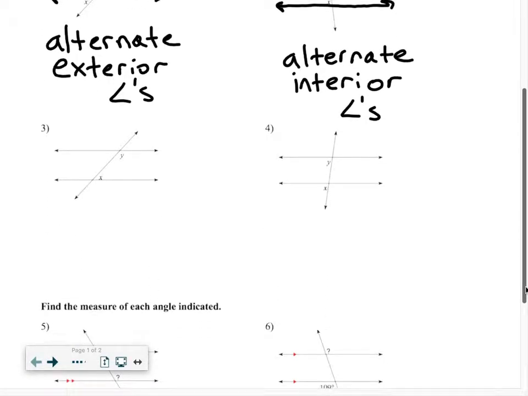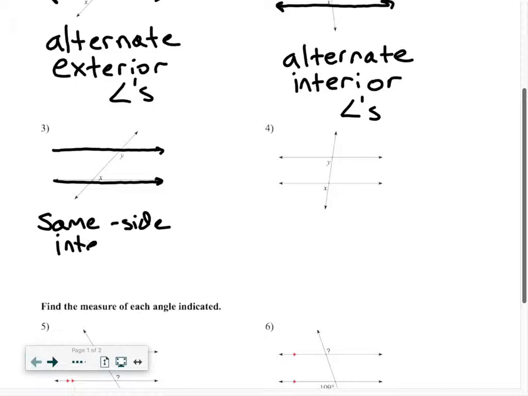Let's continue. Number 3. In this case, X and Y are both inside of my two lines cut by a transversal. They're interior angles, but they're on the same side of the transversal. So we either call these consecutive interior, or you could call them same side interior angles.